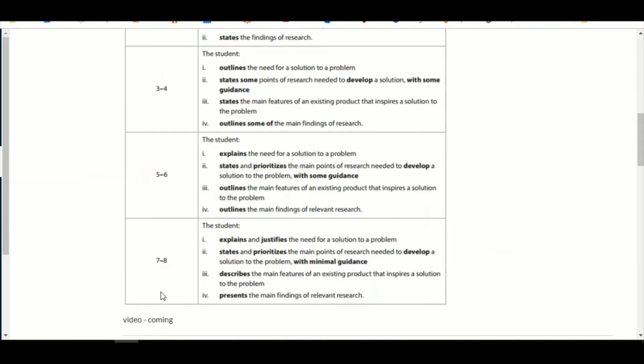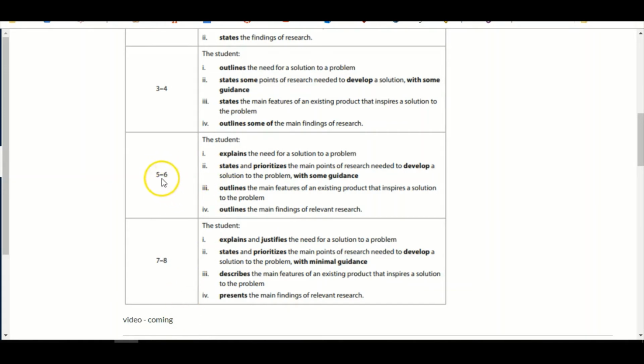At the 7 or 8, which is the highest achievement level you can get, you, the student, have to explain and justify the need for a solution to the problem. So explaining and justifying are specific command terms that, again, I review in another video, but those are always available for you on your IB unit assessment projects in my room, on your documents, as well as a word wall on the wall.